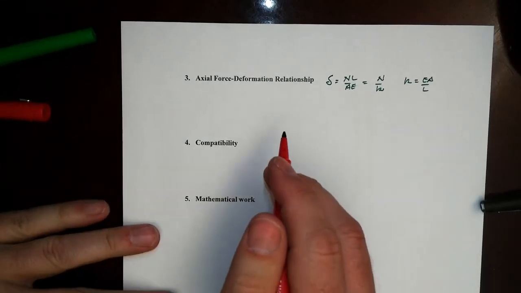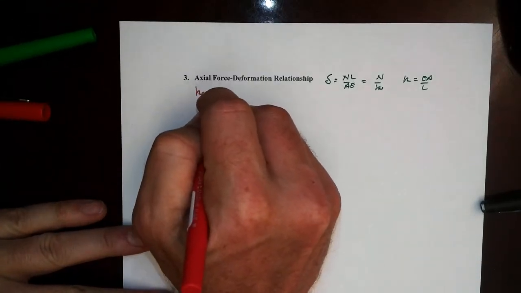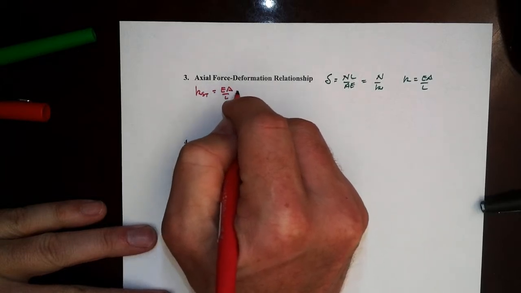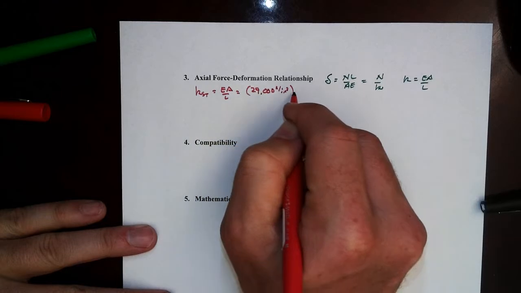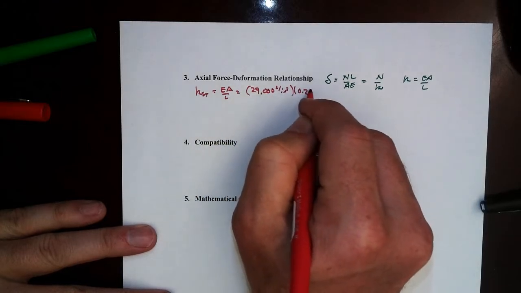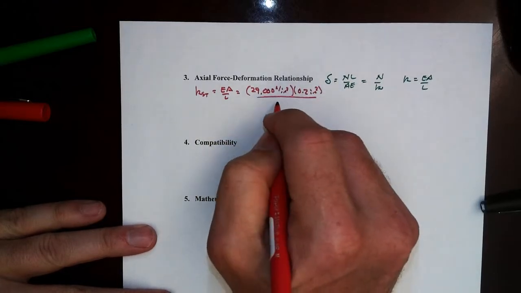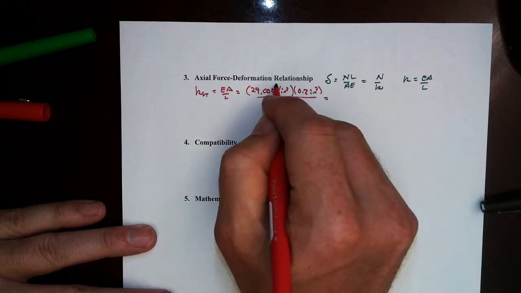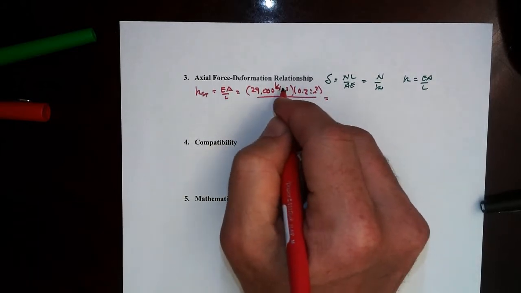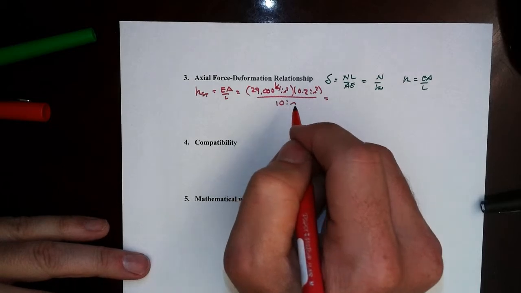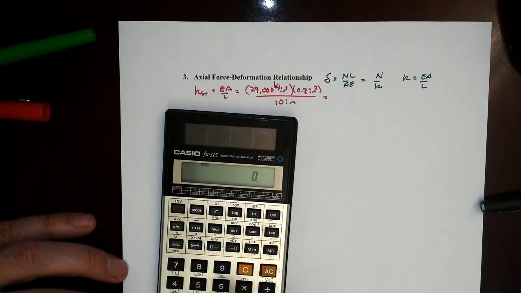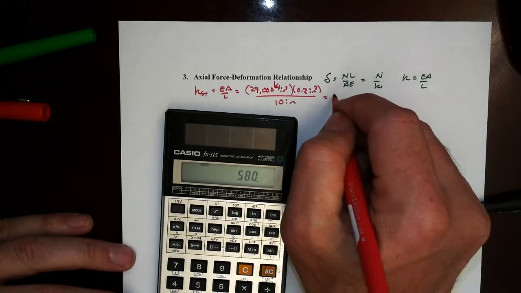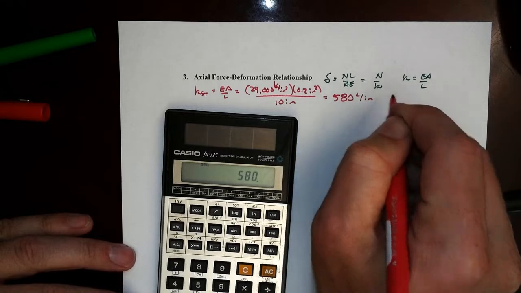So let's go get it for the steel. That's going to be EA over L for the steel. That's going to be 29,000 kips per square inch times the area we're provided, 0.2 square inches, divided by the length of that rod, which is 10 inches. So kips per square inch times square inches leaves us kips, or forces, and force over inch is going to be a stiffness rate. And so that'll be 29,000 times 0.2 divided by 10, or 580 kips per inch.